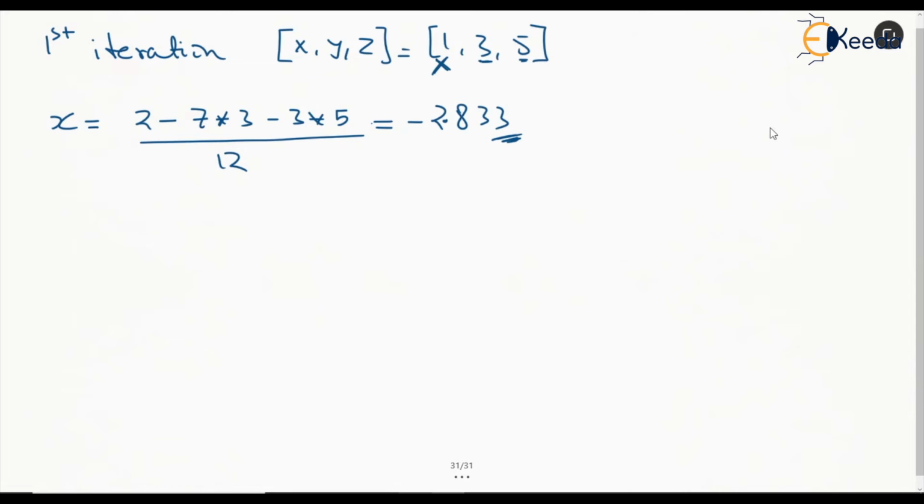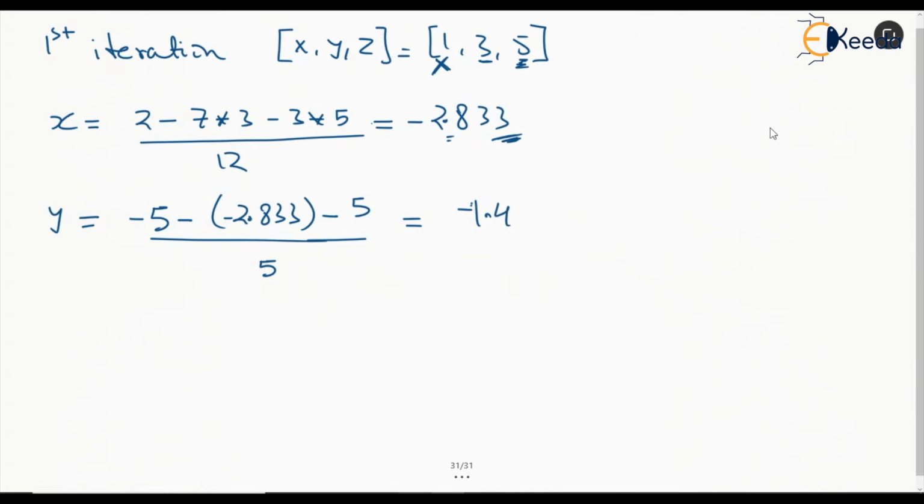So in the case of the next value y, we need to find y as minus 5 minus of x, so it will be minus of minus 2.833. This is the latest value, and minus z. Now z is still 5, we haven't got any new value, so minus of 5, divided by 5. So this gives y equal to minus 1.433.